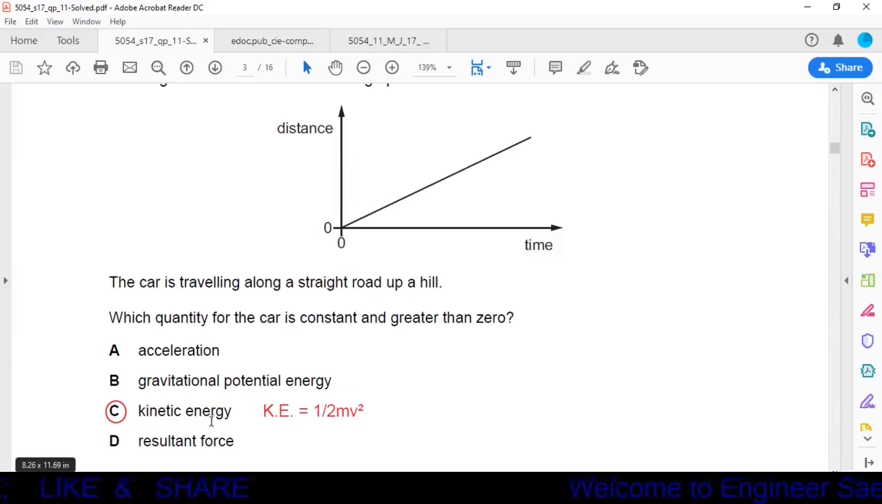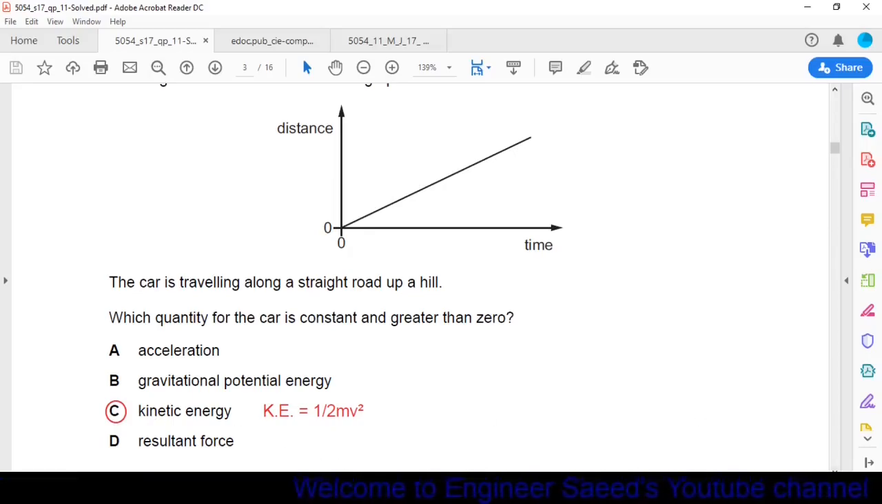Option C, kinetic energy. Kinetic energy is given as half mv square. Since velocity is constant here, kinetic energy will also be constant. Option D, resultant force. Force is given as the product of mass and acceleration. Since acceleration is 0, the resultant force will also be 0. So option C is the correct one. Kinetic energy will be constant and greater than 0 because it depends on velocity.